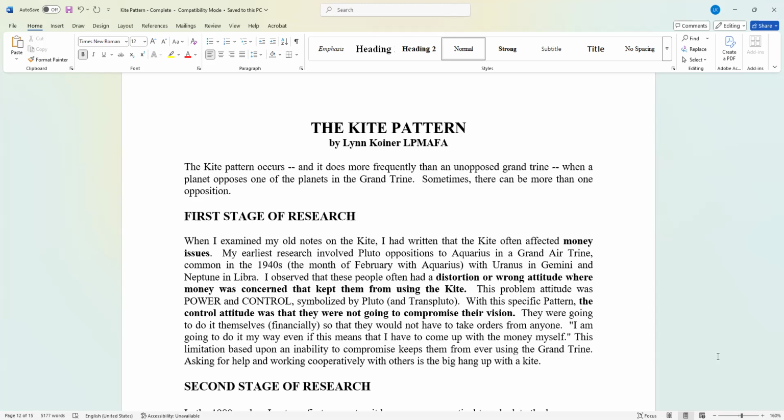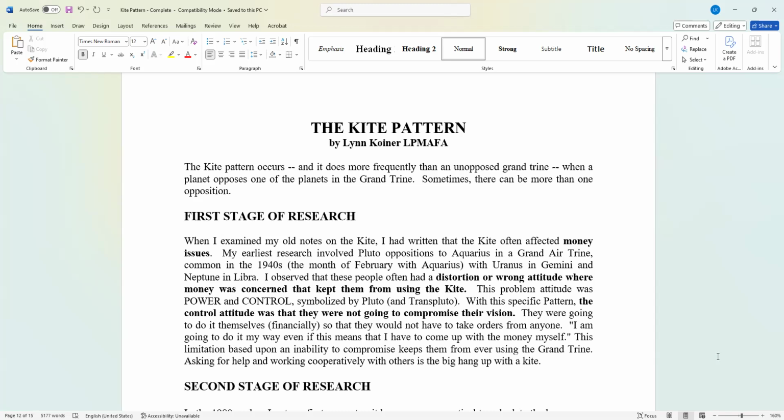When I started to look at the charts of clients who had a kite, one of the most common ones was a grand air trine with Pluto opposing a planet in Aquarius. I would see that a lot. And then I would notice that a kite tends to affect money issues. Later on, I would see this as being connected to what the person wanted to do in the world. And an opposition always involves a block.